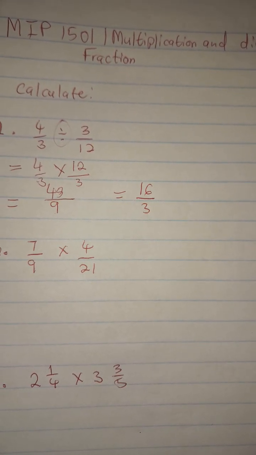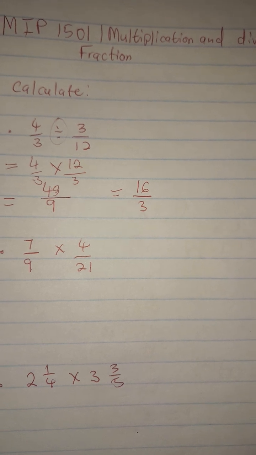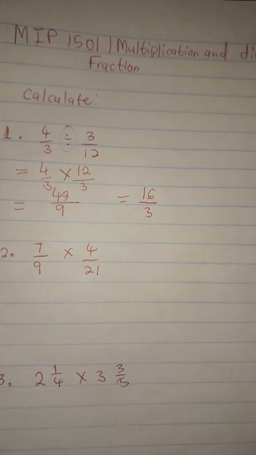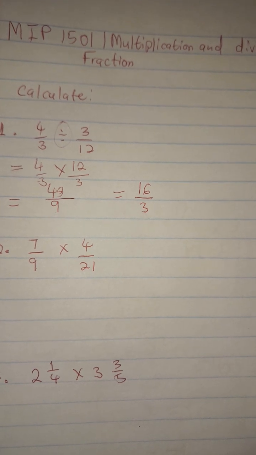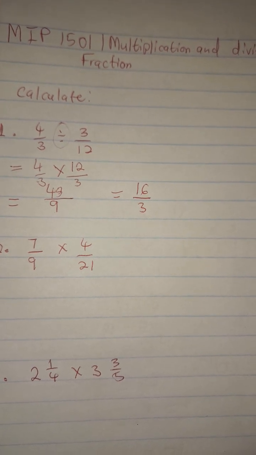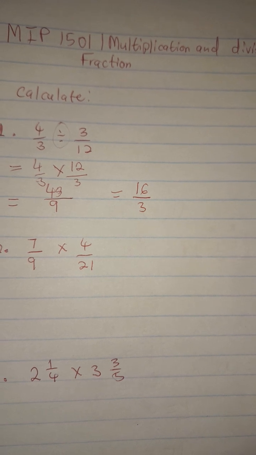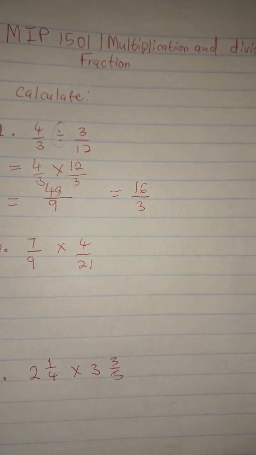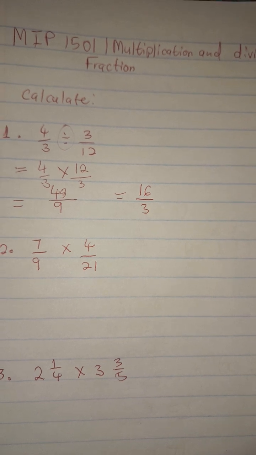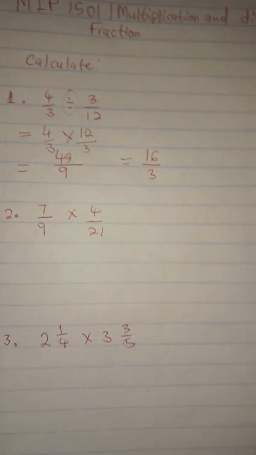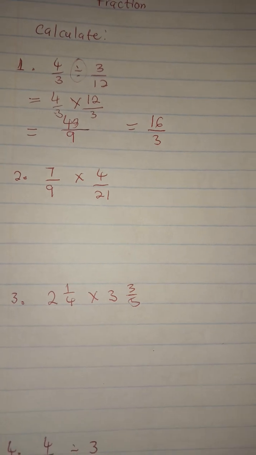So that's the solution. Even if you can punch it in your calculator, just say 4 over 3 divided by 3 over 12. You'll get 16 over 3. So that's how it should be at number 1. Let's go to number 2.